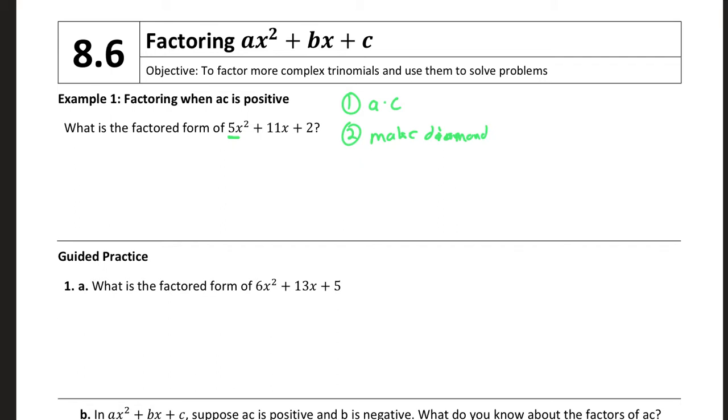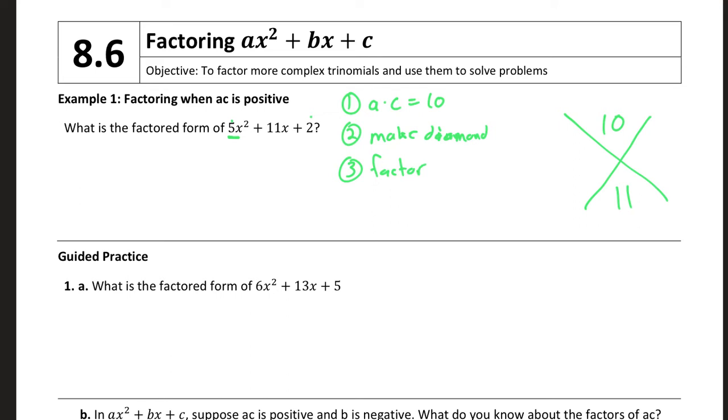So in step 1, I'll show you that in a second, and then you make your diamond like we had in the last lesson. So I'm going to make my diamond. A times c is 10 for this one because a is 5, c is 2. So I'm going to put 10 at the top. I'm going to put 11 at the bottom. So it's a lot like the factoring we did before, right? It's very similar to start. And then we're going to factor.